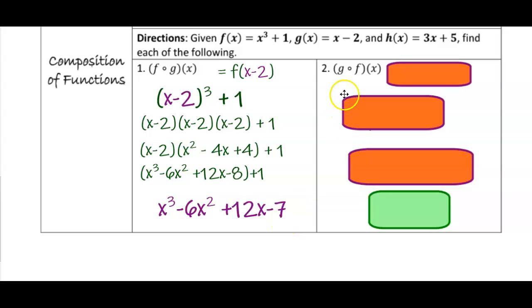So now let's look at g of f of x. So this time it's the opposite. We're taking f of x and plugging it into g.